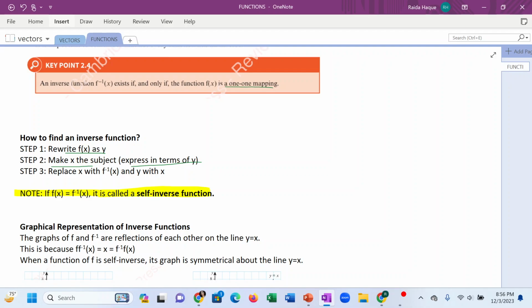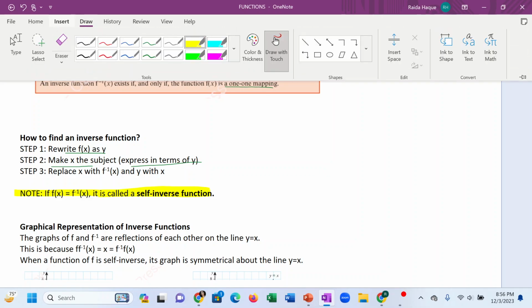So how does a self-inverse function look? A self-inverse function is basically a function which is symmetrical about the line y equals x, right? And the graphical implications of it we will get to know right now. So nothing to worry about.